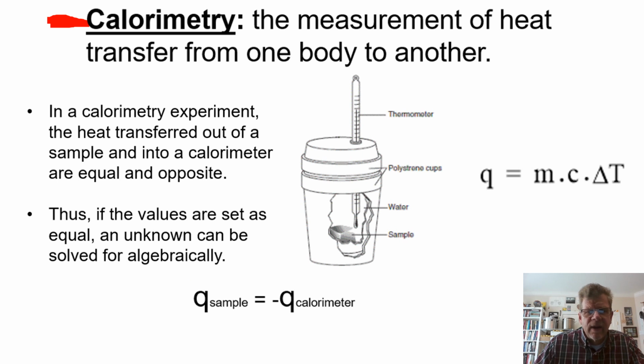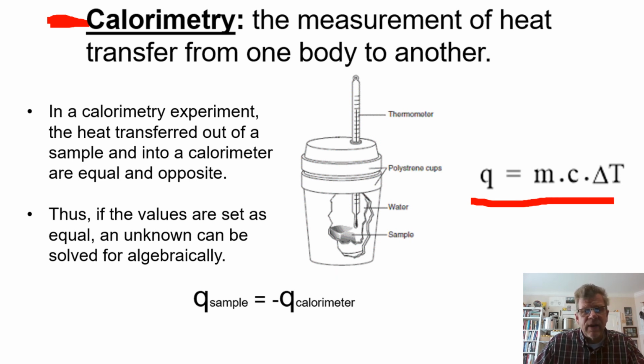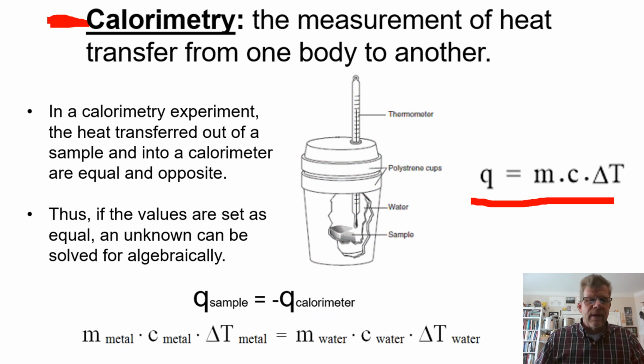If we look at our immeasurable comparison right here, these Q's do not help us much, but we know that they're equal. So what can I do? Well, since Q equals mc delta T, I can substitute in for each Q in this case, the Q of the metal sample, just like we did before.